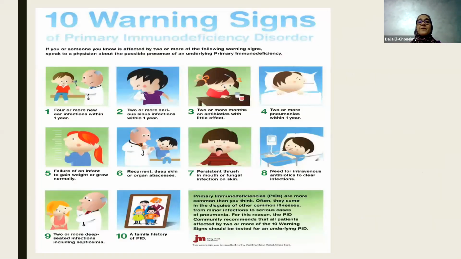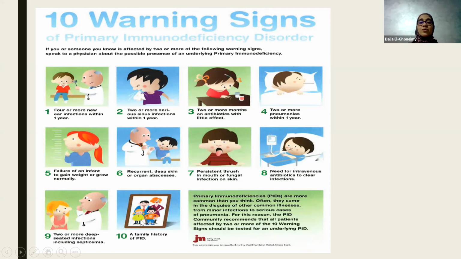The Jeffrey Modell Foundation, to increase public awareness about primary immune deficiency, as well as among primary care physicians and family medicine, put forward 10 warning signs, including 4 or more new ear infections within 1 year, 2 or more serious sinus infections within 1 year, 2 or more months on an antibiotic with little effect, 2 or more attacks of pneumonia within 1 year, failure of an infant to gain weight or grow normally, failure to thrive, recurrent deep-seated infections, persistent oral thrush or fungal infection anywhere on the skin, need for intravenous antibiotics to clear infection, 2 or more deep-seated infections including septicemia, and a family history of PID.